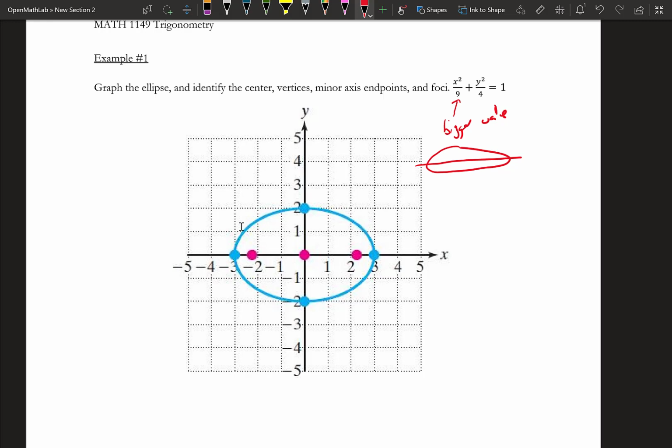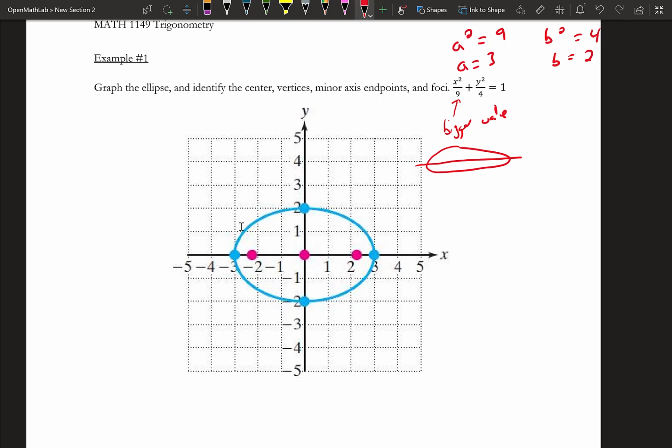And remember, a is going to be the bigger value, right? So a squared is going to be 9, and b squared is going to be 4, right? So if I take the square root of those, we would get a equals 3, and b equals 2, right? And of course, typically, when you're solving a squared equals 9, you would have a equals plus minus the square root of 9, which would be plus minus 3.